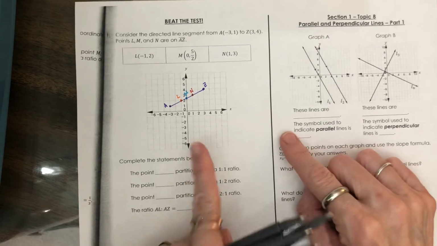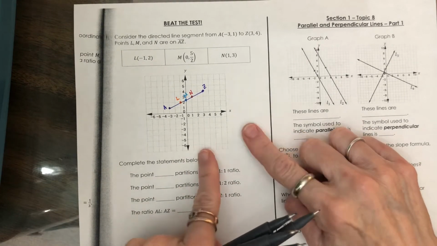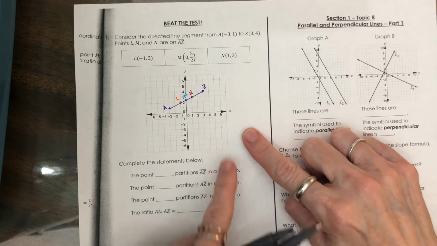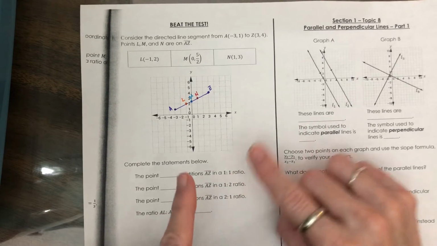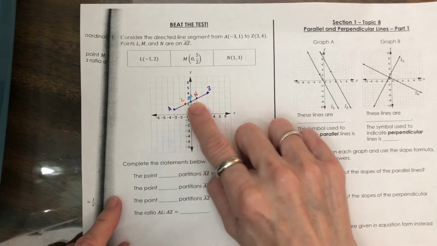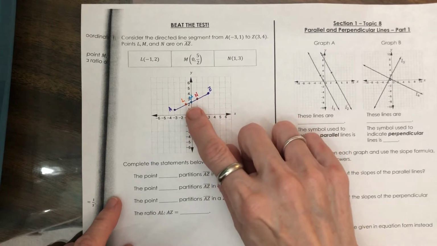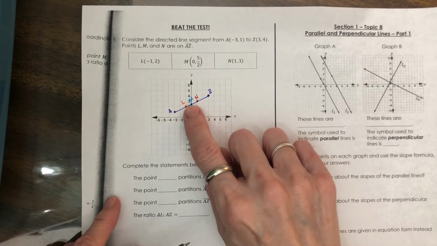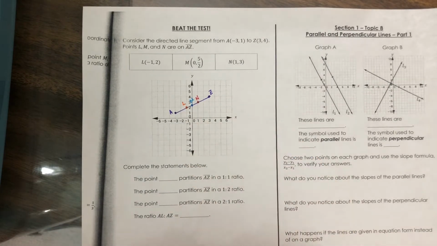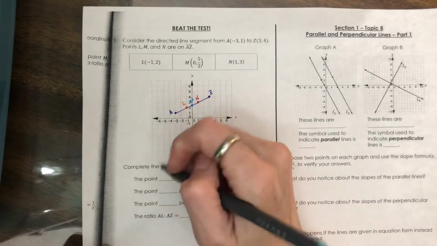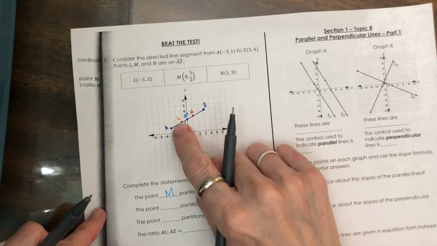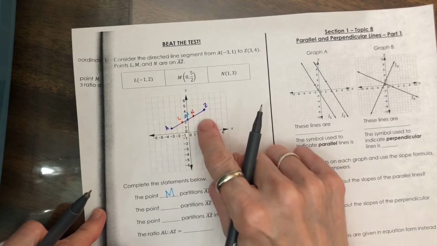1-to-1 means 1 here, 1 here. So how many total pieces do we have this broken up into? 2, and they are equal segments. So we're talking about 2 equal segments. Look at AZ, which of these points breaks it up into 2 equal segments? And that would be the middle point right here, point M. So M partitions this into a 1-to-1 ratio.